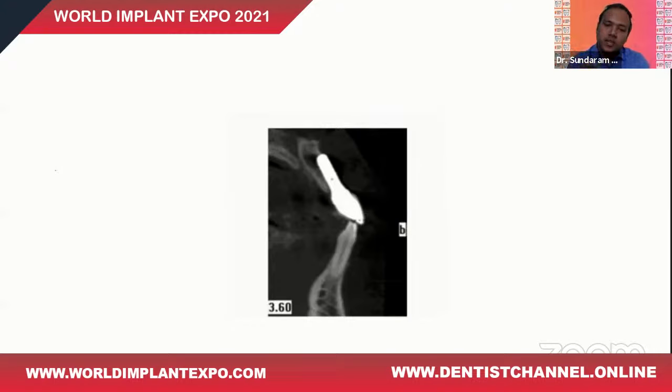But it is only the cross-sectional slices that would actually tell us that there is insufficient bone on the buccal side, there is no bone on the buccal side. So in fact, this is a failing implant.